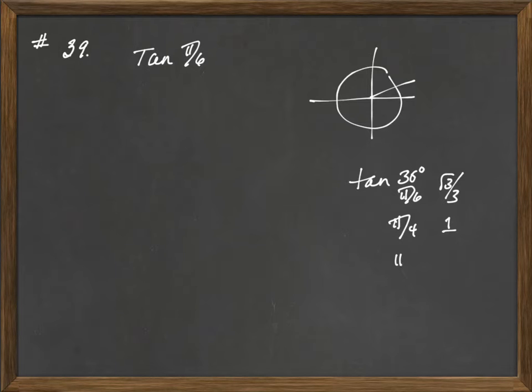And then at pi over 3, it's the square root of 3. And remember, at 0, it's 0, and it doesn't exist at pi over 2. Okay? So this is the square root of 3 over 3.